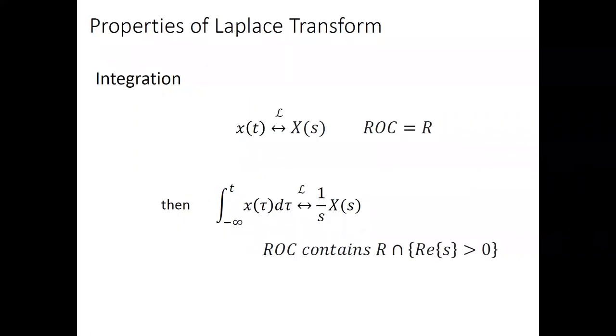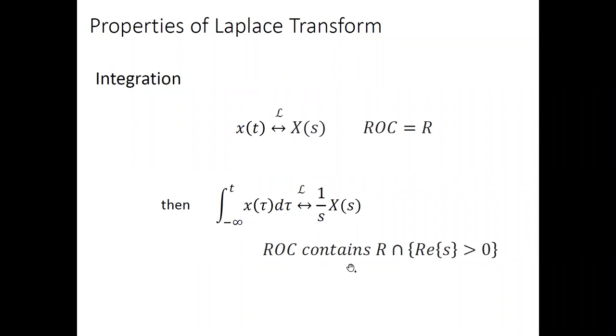And reversing the differentiation property is the integration property. So x of t has Laplace transform capital X, region of convergence R. Then if you look at this signal, the integral of x of tau d tau from minus infinity to t. After calculating this integration, the result only depends on the upper limit t. So the signal on the left-hand side is a signal of t. If we take its Laplace transform, it's capital X from above divided by s.